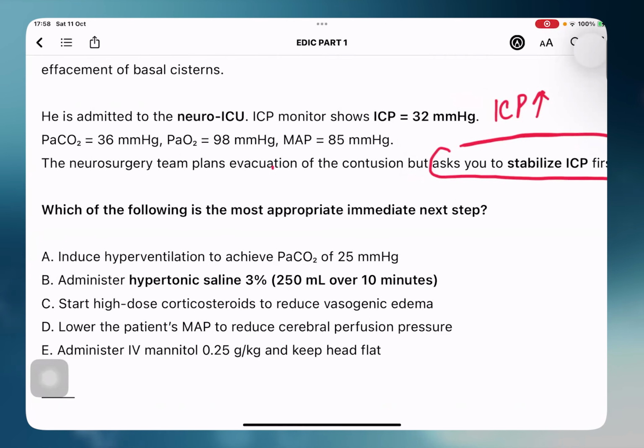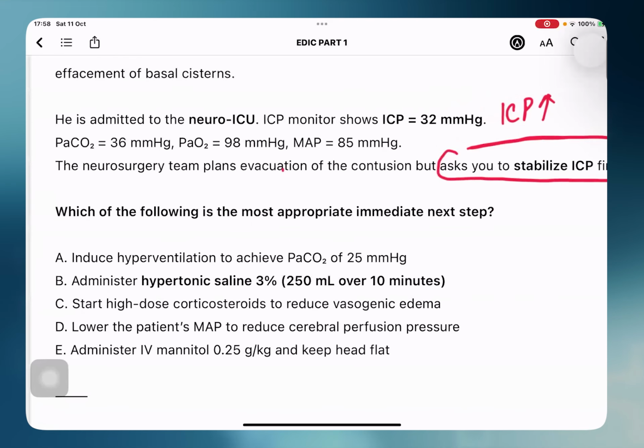Induce hyperventilation to achieve a PaCO2 of 25, give 3% hypertonic saline 250 ml over 10 minutes, start high-dose corticosteroids to reduce vasogenic edema, lower the patient's mean arterial pressure to reduce cerebral perfusion pressure, or administer IV mannitol 0.25 gram per kg and keep the head flat. So, what is your answer? How will you reduce and stabilize the ICP in this patient?